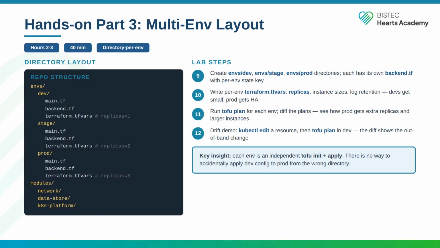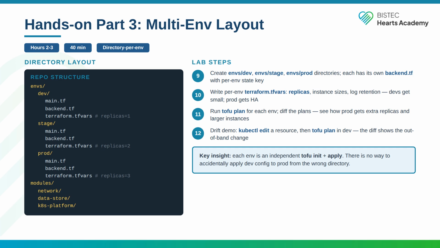Part 3 builds the directory structure that keeps dev, stage, and prod infrastructure separated and independently manageable. Step 9. Create envs/stage and envs/prod alongside envs/dev. Each has its own main.tf calling the same modules, its own backend.tf with a unique state key, and its own terraform.tfvars with environment-specific values.